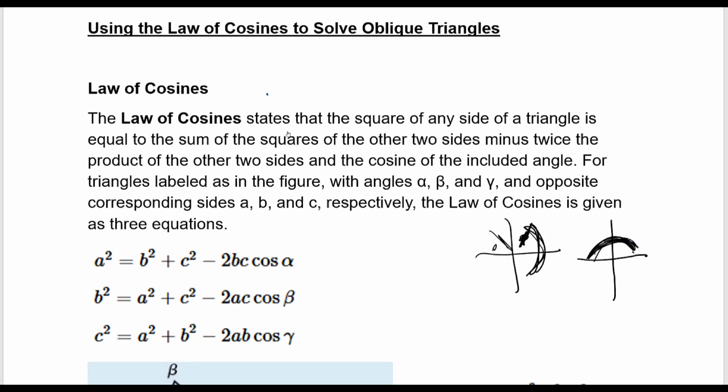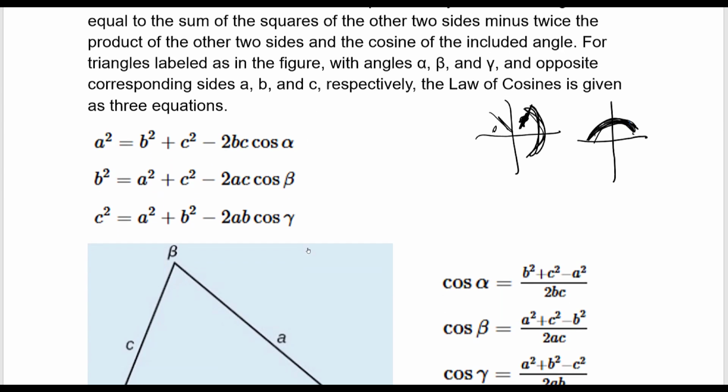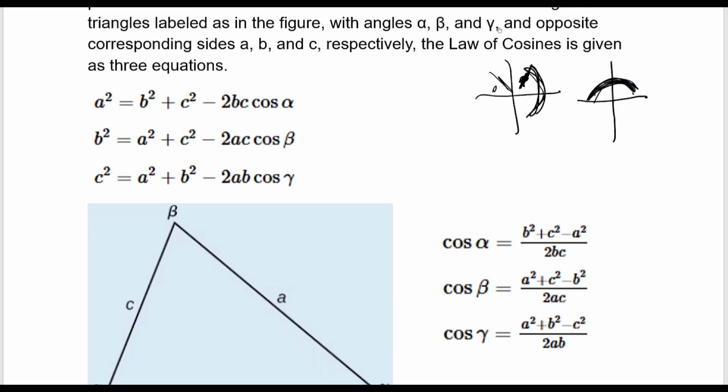So the law of cosines states that the square of any side of a triangle is equal to the sum of the squares of the other two sides minus twice the product of the other two sides and the cosine of the included angle. For triangles labeled as in the figure here, with angles alpha, beta, gamma, and the opposite corresponding sides a, b, c, respectively. And respectively means a goes with alpha, b goes with beta, c goes with gamma. So they line up in that same order.